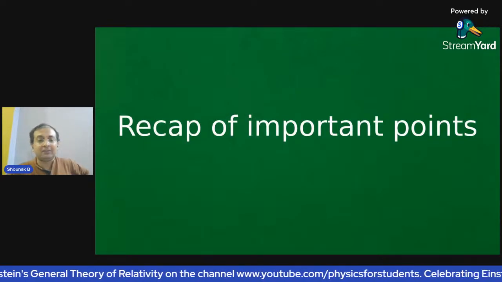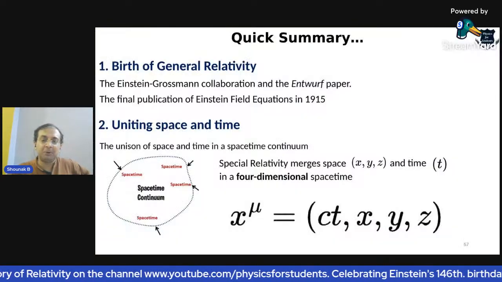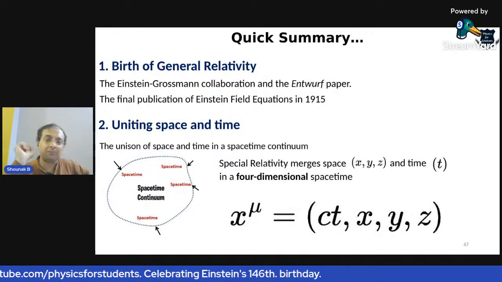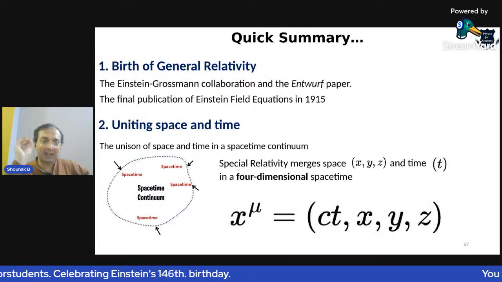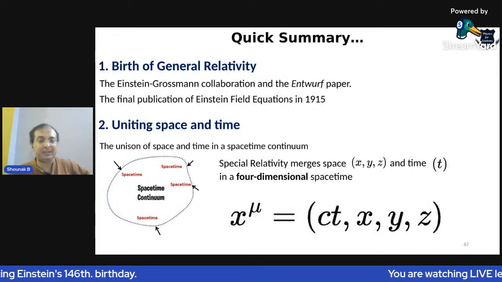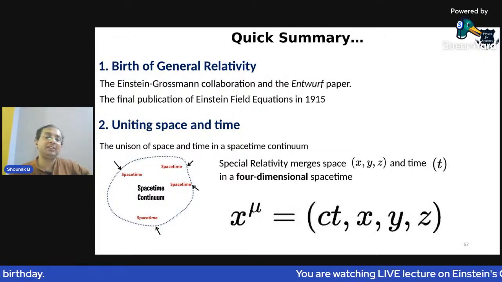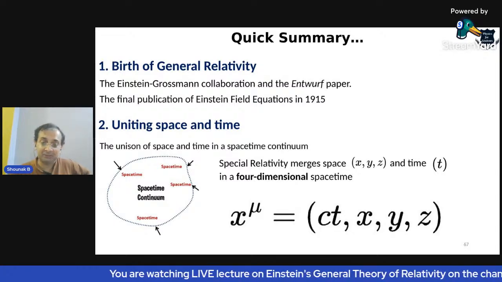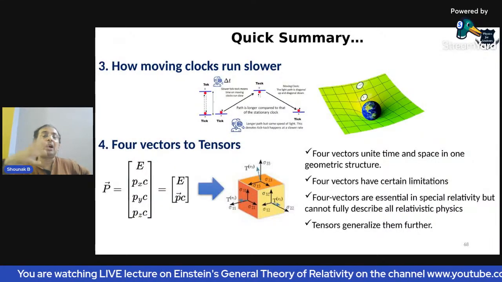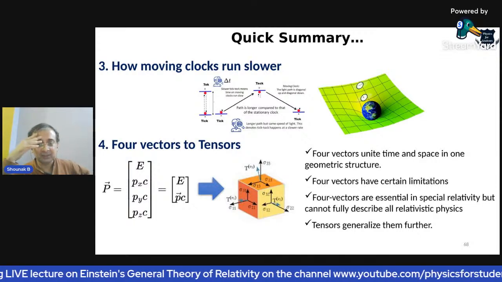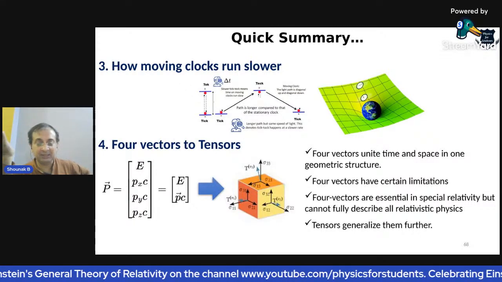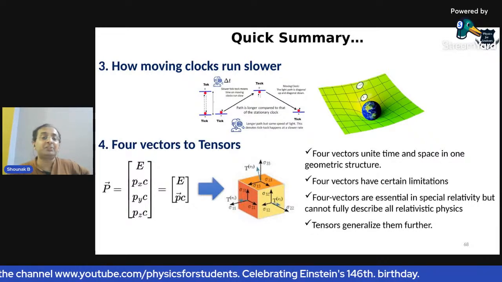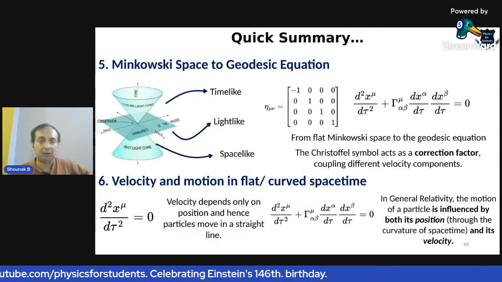So finally, we will wrap up today's session with just a few important points. So we learned about the birth of general relativity, the Einstein paper. We also learned how it is united in space-time. And once it is united in space-time, we get something called a 4-vector that is required. Then we learned how moving clocks run slow, and that is due to one, speed and velocity, another is the gravitational time dilation, and we need tensors because 4-vectors cannot define all those things.